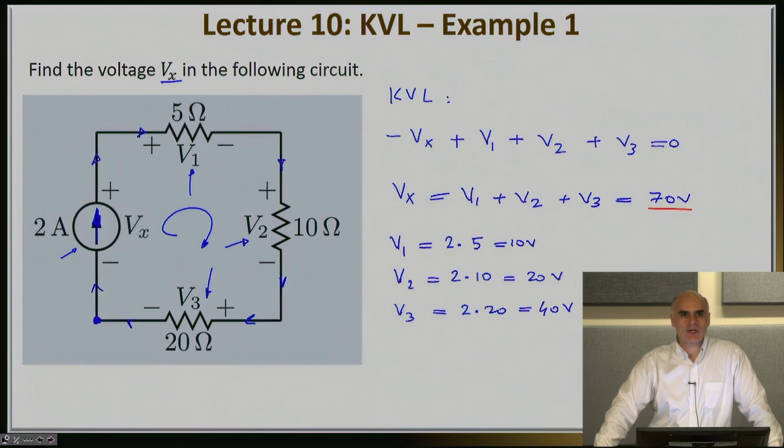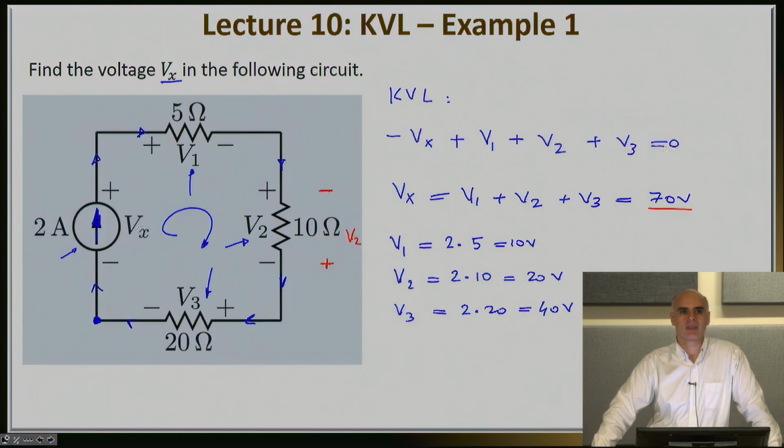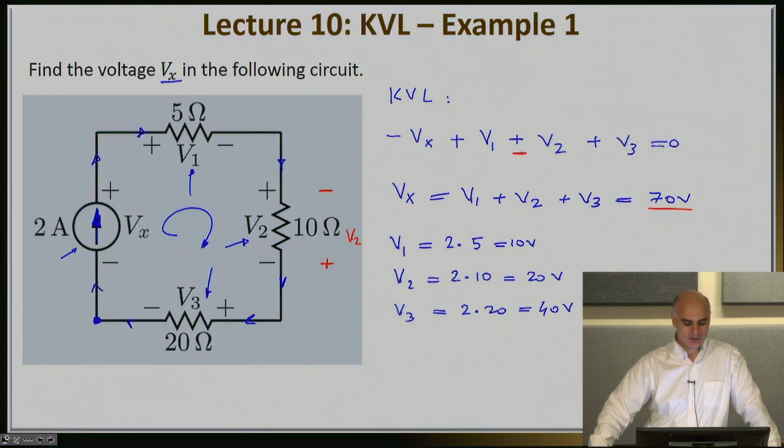Now you might ask the question, wait a second, what would have happened if I had chosen a different polarity? For example, I have exactly the same problem, but instead of V2 this way, I actually choose V2 this way, with this red color. If you had chosen V2 that way, then when you applied KVL, you would have written negative Vx as I did, plus V1 as I did, but then you would have negative V2, because the first sign you would see would have been negative, and then plus V3 equal to 0.